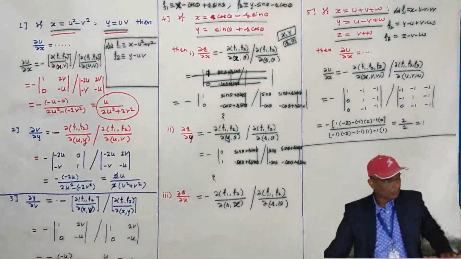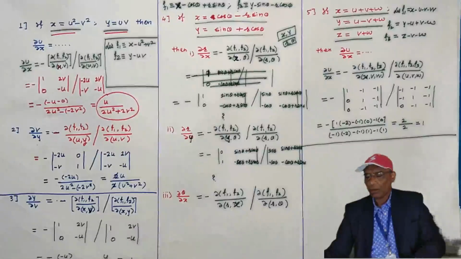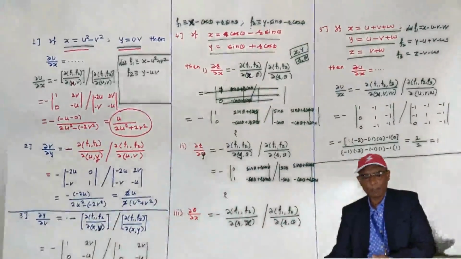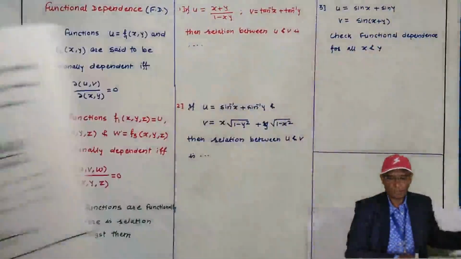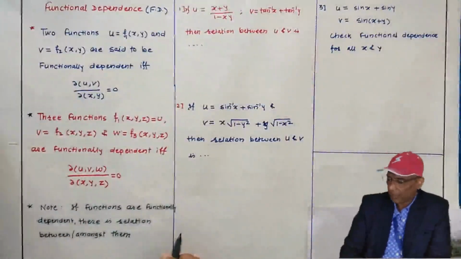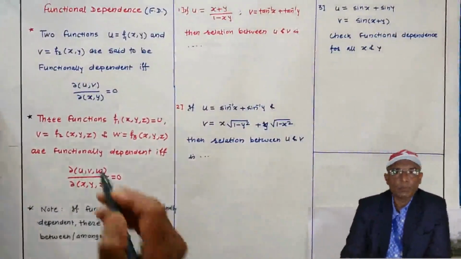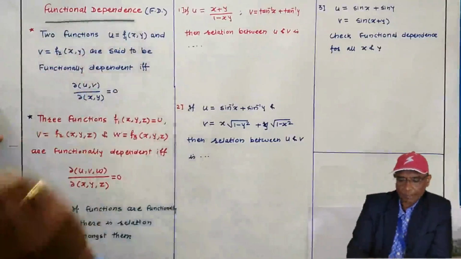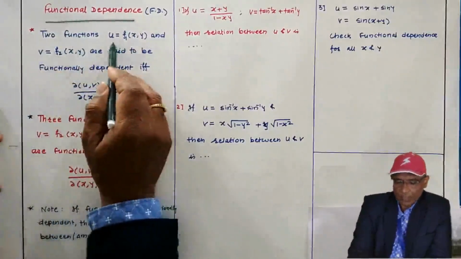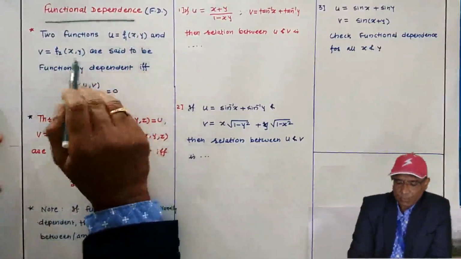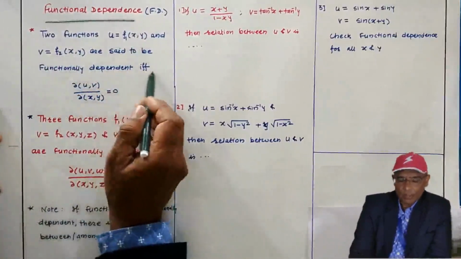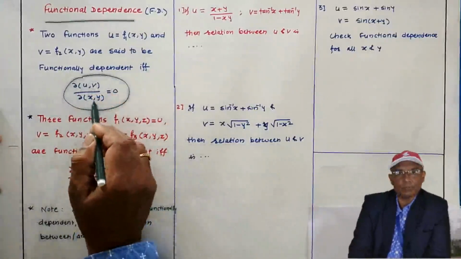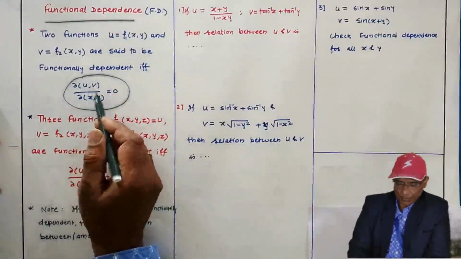Okay. Now the next part of the applications of partial differentiation, or applications of Jacobian, you can say, is functional dependence and independence. Minimum 2 problems on this will be there in the examination. See, what is meant by functional dependence? Two functions u and v are said to be functionally dependent if and only if the Jacobian of u and v with respect to x and y is 0. And you know how to find out the Jacobian.